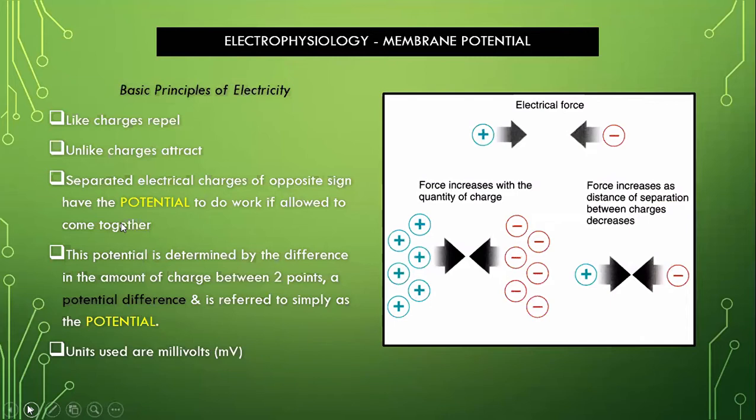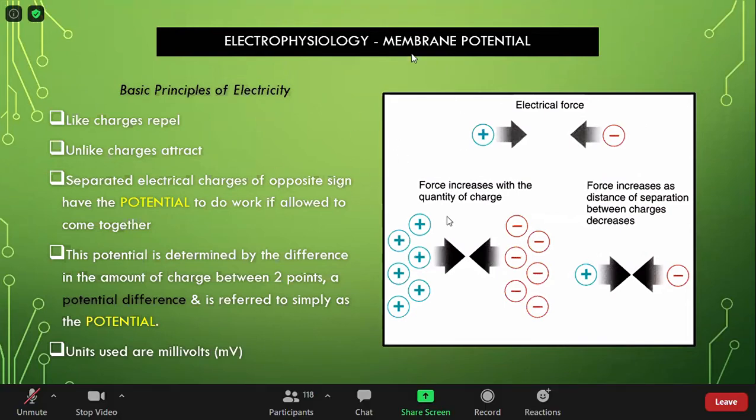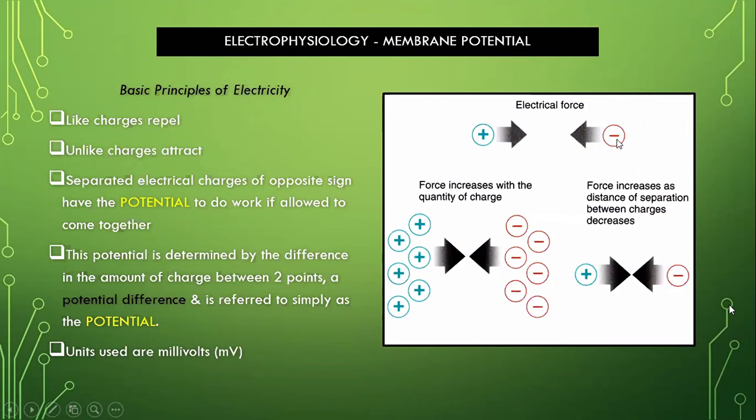So separated electrical charges of opposite sign have the potential to do work if allowed to come together. This potential is determined by the difference in the amount of charge between the two points, a potential difference. So there is a potential difference, referred to simply as the potential. The unit used is millivolt. Supposed to be the positive and the negative attract.